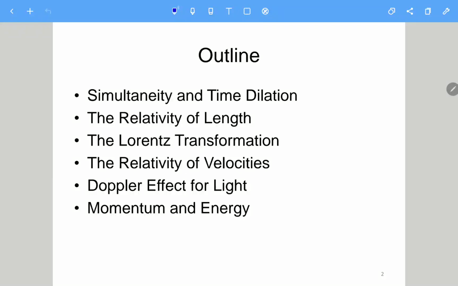Okay, so this is the outline of this chapter. First, we will talk about simultaneity, 同时性, and then time dilation, 时间膨胀, and then the relativity of length, which means that the object will have a length, but if it is in a different inertial reference frame, then you will see the object with a different length. And then we'll talk about the Lorentz transformation, and then the relativity of velocity.